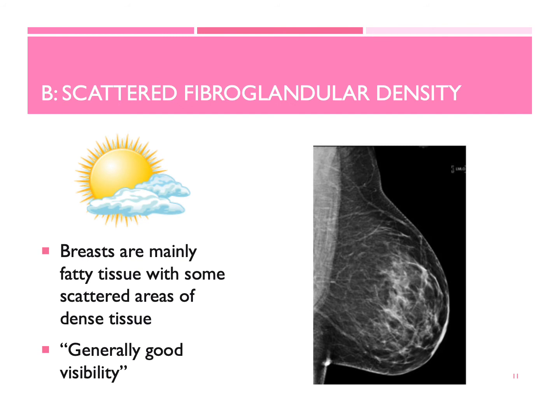The next category is scattered fibroglandular density, and this is when breasts are mainly fatty tissue with some scattered areas of dense tissue. This would be generally good visibility. As we can see, we have some clouds in front of our sun graphic, but you can still see the majority of it. And also on the mammogram, you can see it's still pretty transparent, but you do have a little bit more of that white coloring.